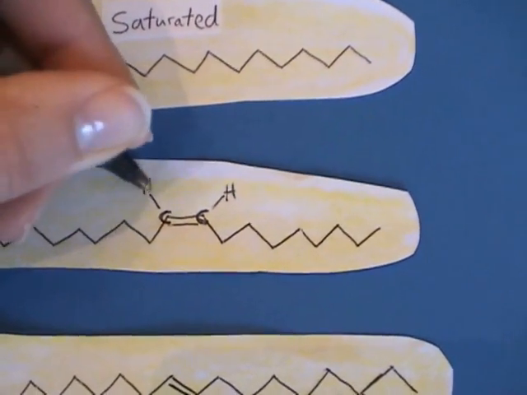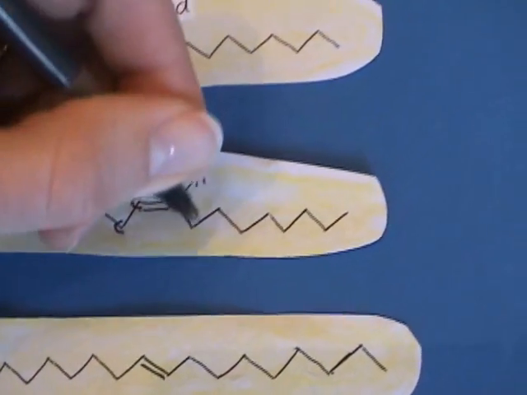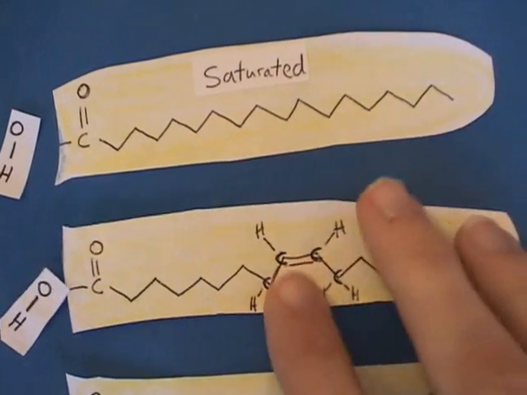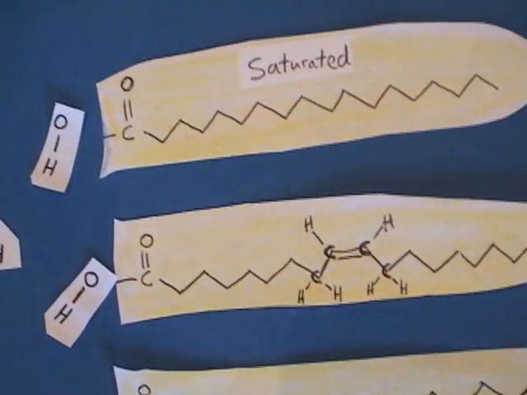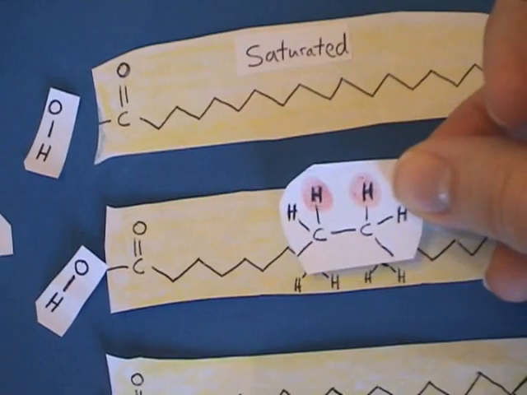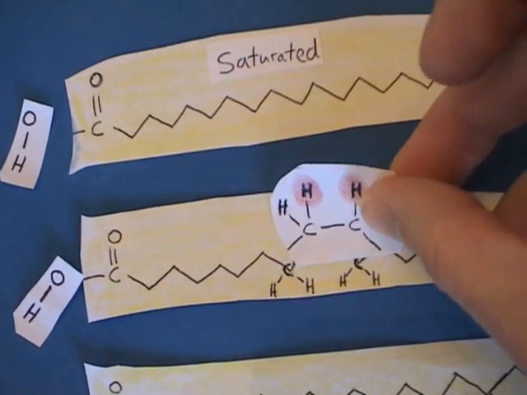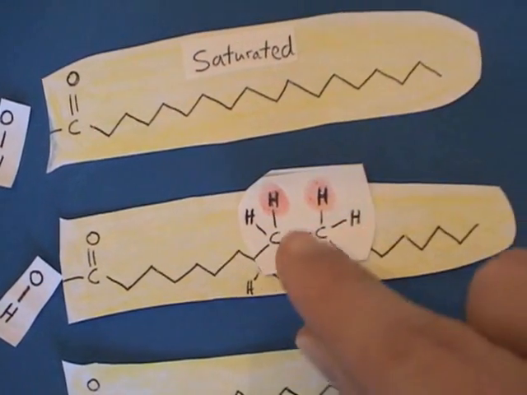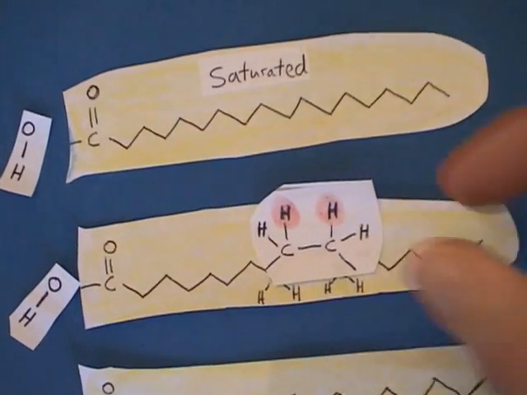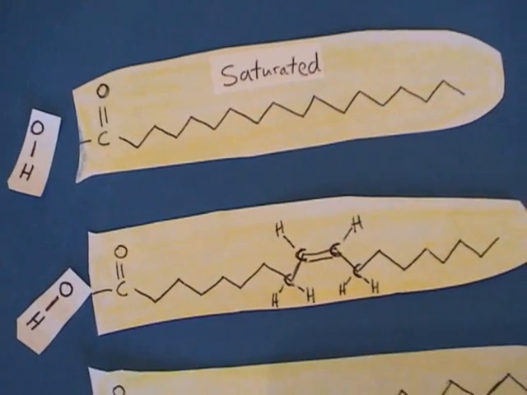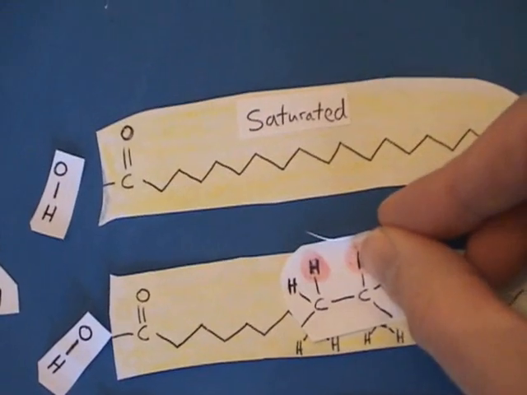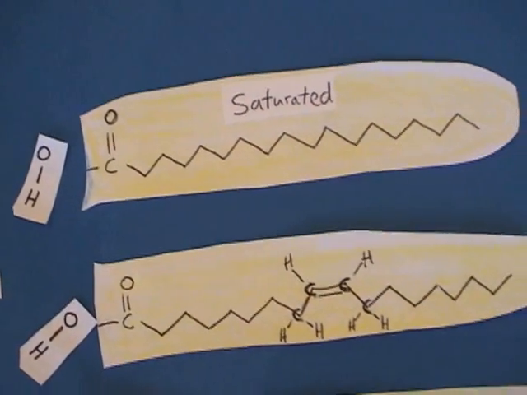So here we have, this is a carbon. Every carbon needs four bonds. This unsaturated double bond, we could add two hydrogens. You add two hydrogens to that double bond, now it becomes a saturated fatty acid. So you can take an unsaturated fatty acid, hydrogenate it, add in hydrogens to get a saturated fatty acid.